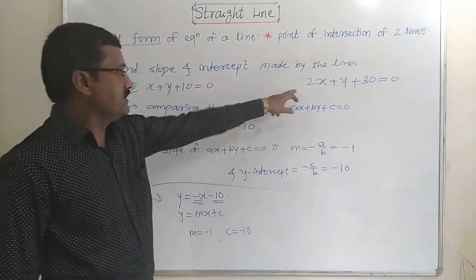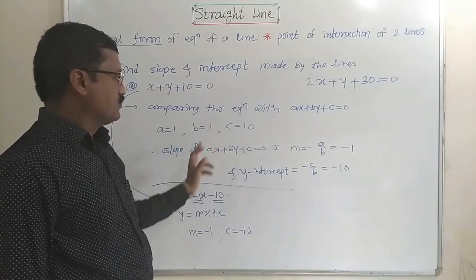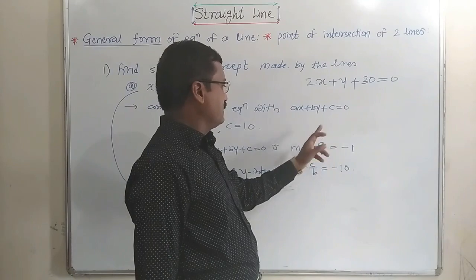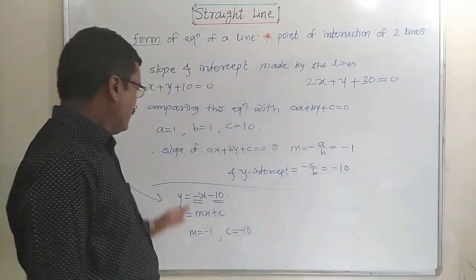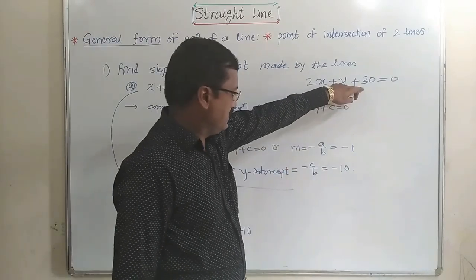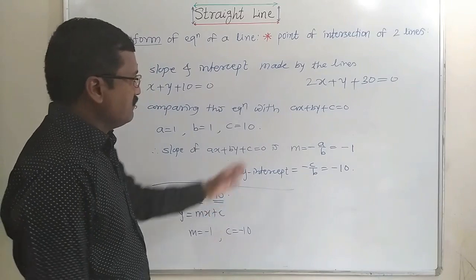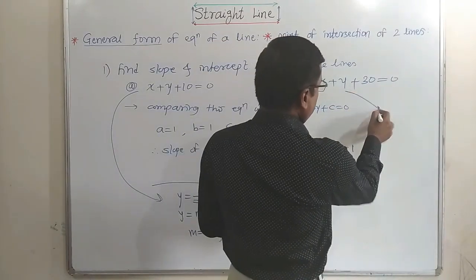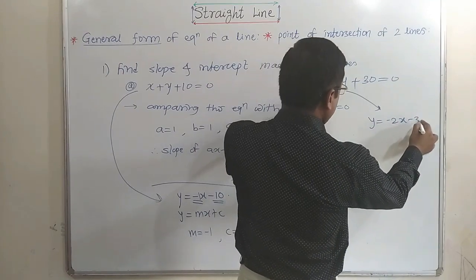Comparing this, we get a equal to 2, b equal to 1 and c equal to 30. So slope will be minus a upon b, that is minus 2 upon 1, so minus 2. And y-intercept will be minus c upon b, that is minus 30 upon 1, so minus 30. But we can write this equation in slope-intercept form as y equal to minus 2x minus 30.